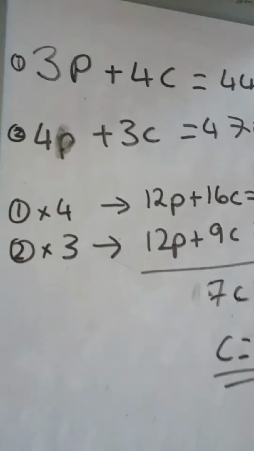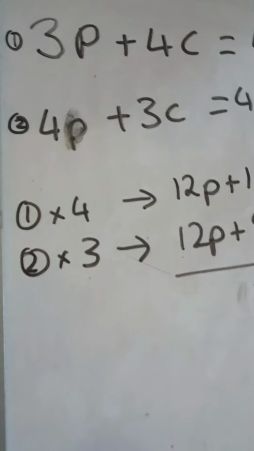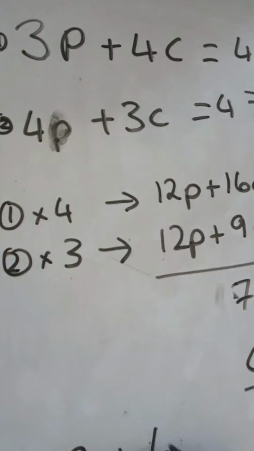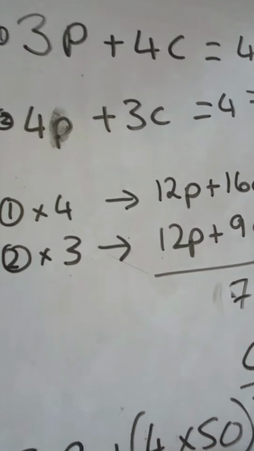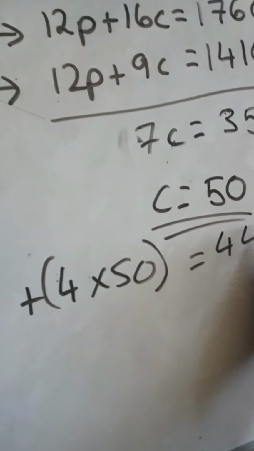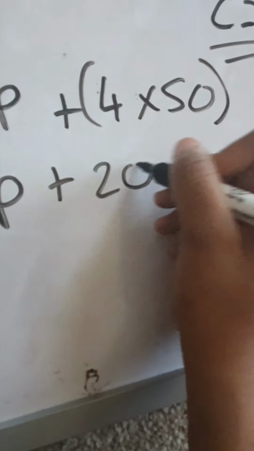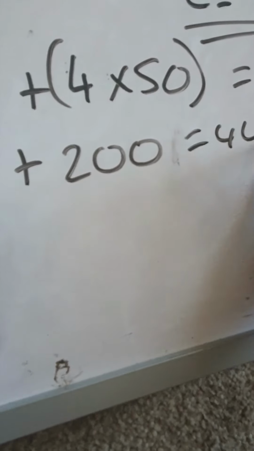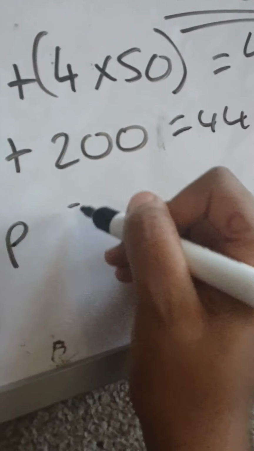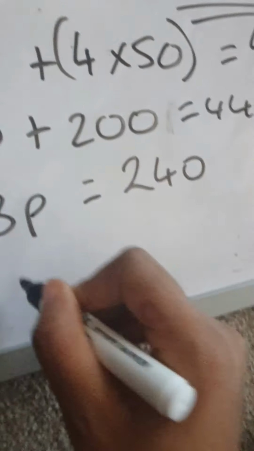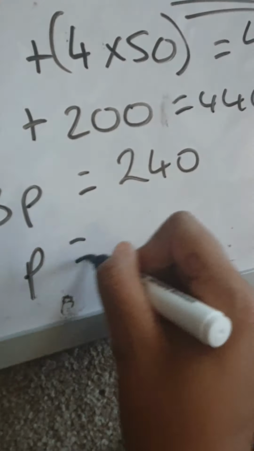Now that I know that C is 50, I can plug it back into my first equation or my second equation. I'm going to pick the first one. So 3 lots of potatoes plus 4 times 50 equals 440. So that means 3p plus 200 equals 440. 3p would then equal 240, and p would be equal to 80.